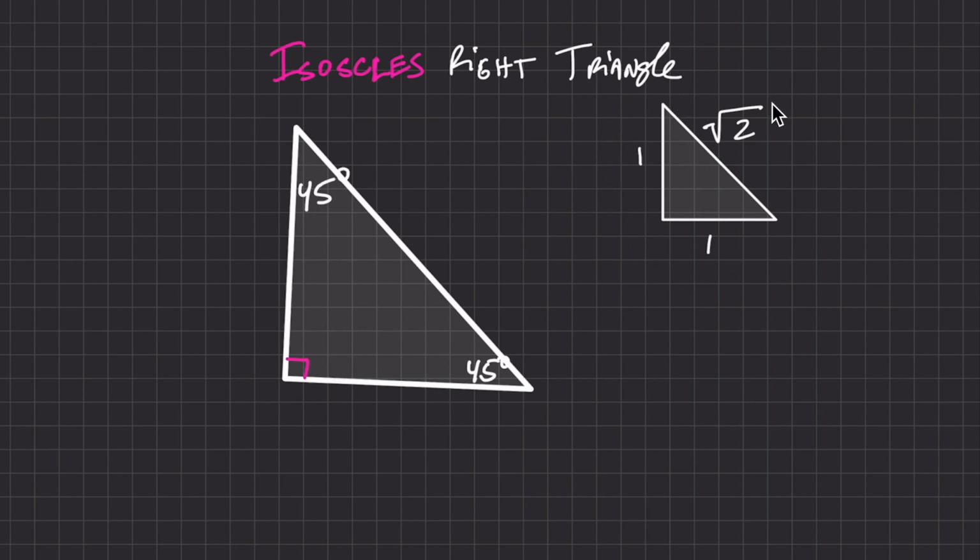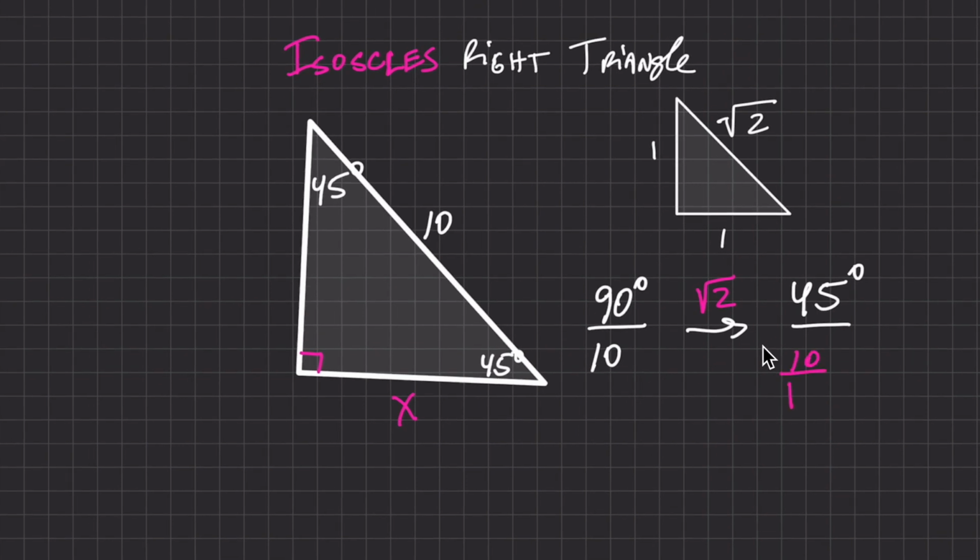And here's the model to remember. 1, 1, square root of 2. So let's say you have the length of the side opposite the 90 degree angle. Okay, we have that. And we're trying to find this value, which is the side opposite the 45 degree angle. When you move from a side opposite the 90 to the side opposite the 45, you're going to get smaller. So here is our scale factor, square root of 2. If you're getting smaller, you're going to be dividing by the square root of 2.